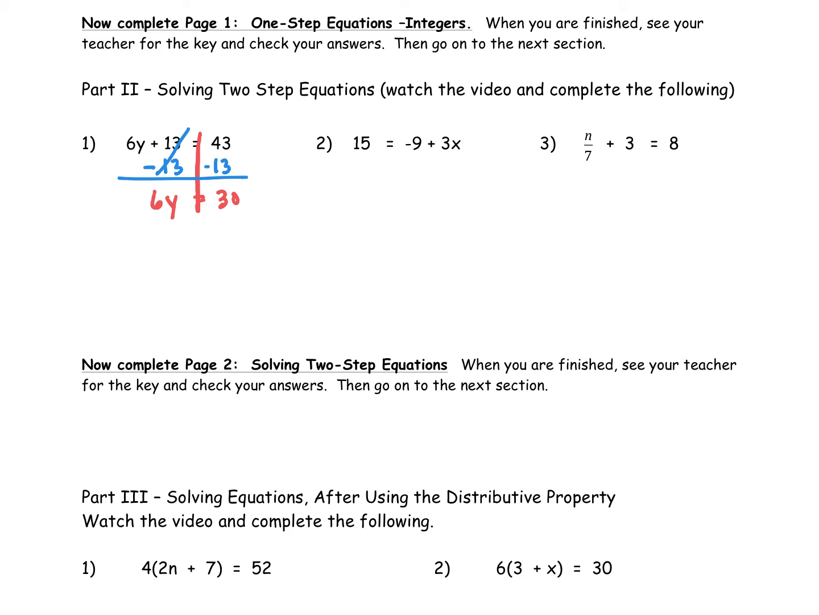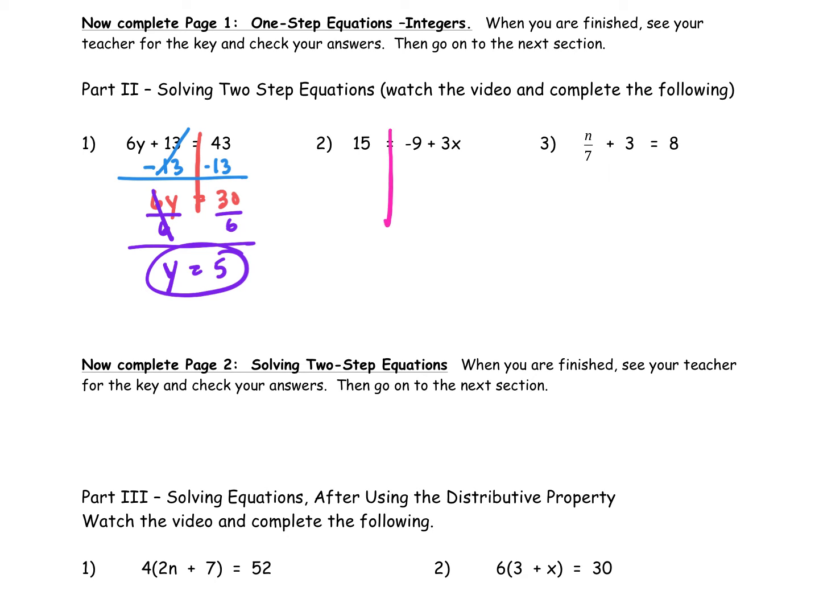Our second step is to eliminate the coefficient, the number working with the variable. So side by side means multiply, so we're going to divide by 6 on both sides. That's our second step. So 6 divided by 6 is 1, and that leaves our y. 30 divided by 6 is 5, so our solution is 5.